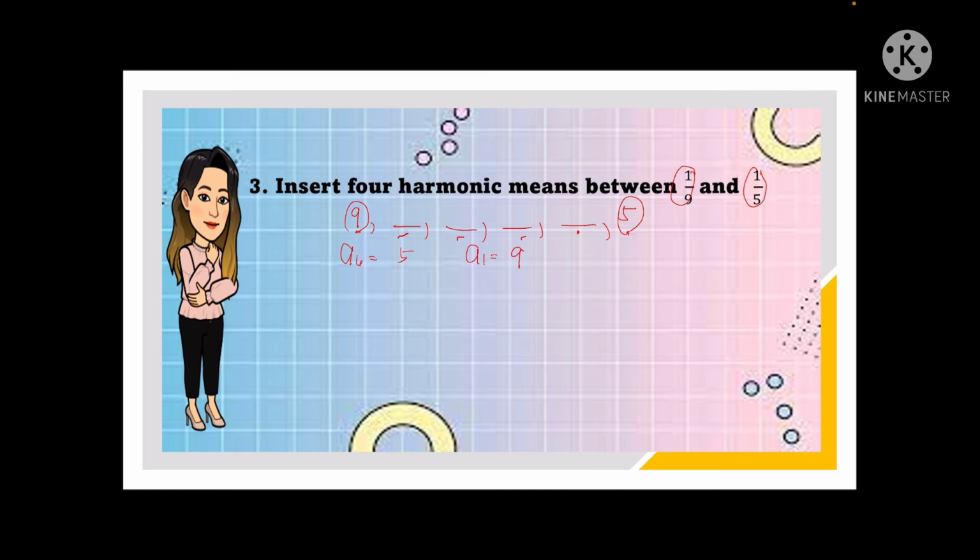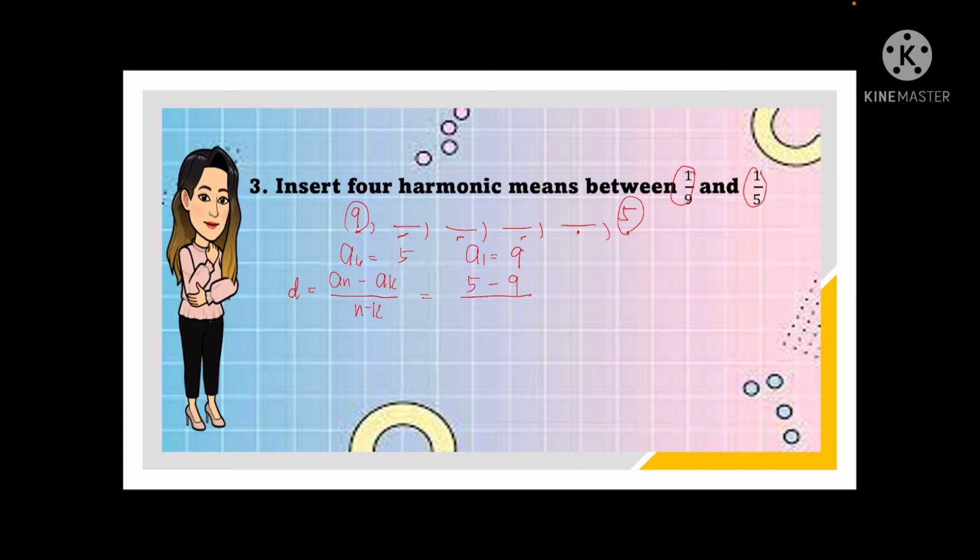In order to get the next term, or the harmonic means, we will use this formula. D is equal to a sub n minus a sub k all over n minus k. So, a sub n is the value of a sub 6, so that is 5. a sub k is the value of a sub 1, so that is 9 over. And then, n represents the term.